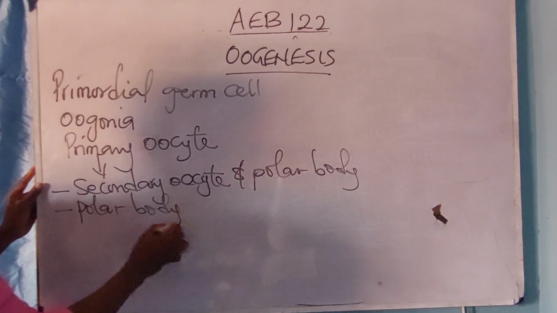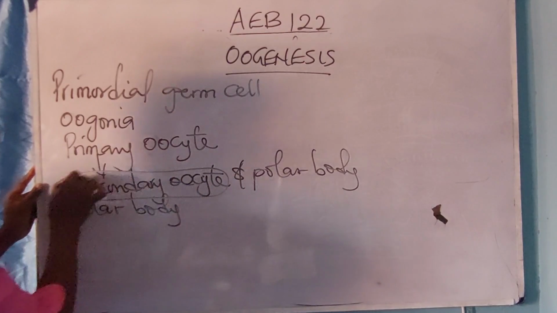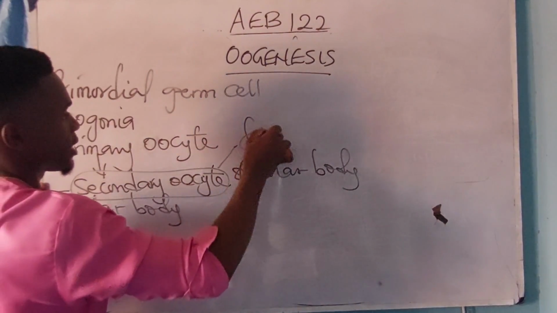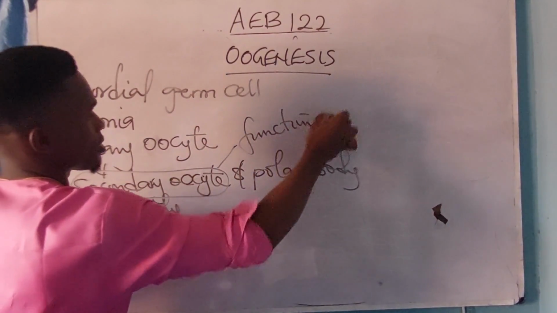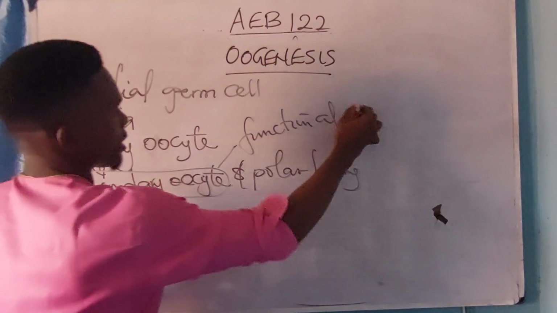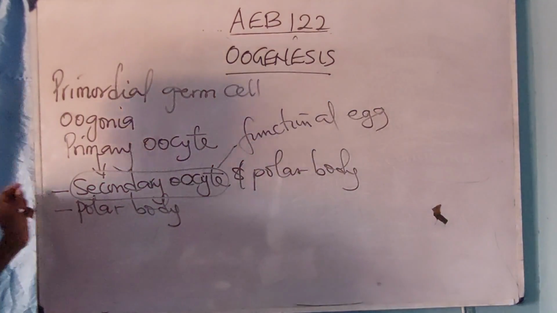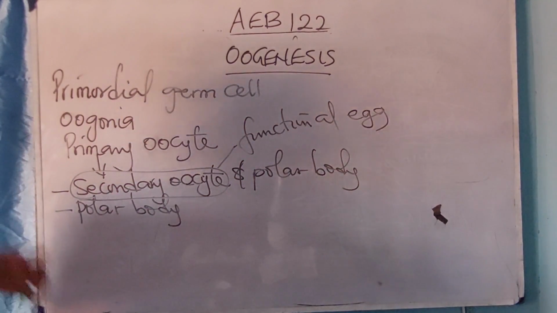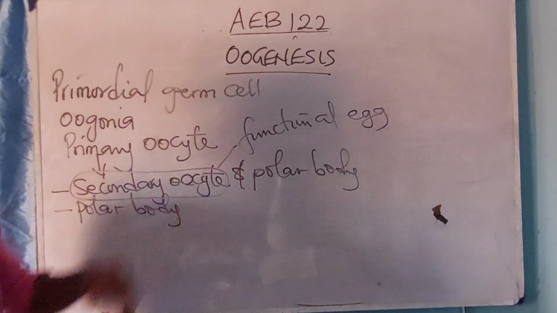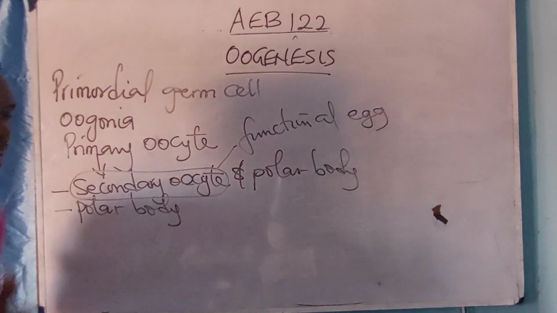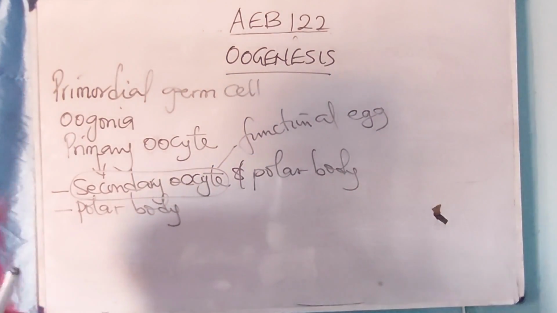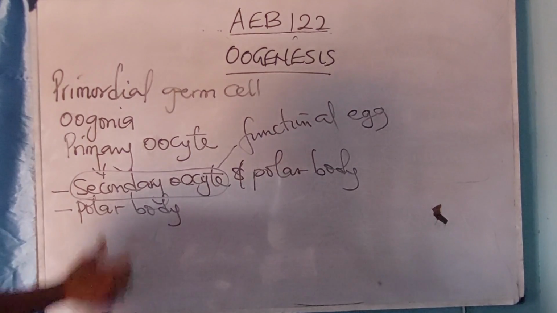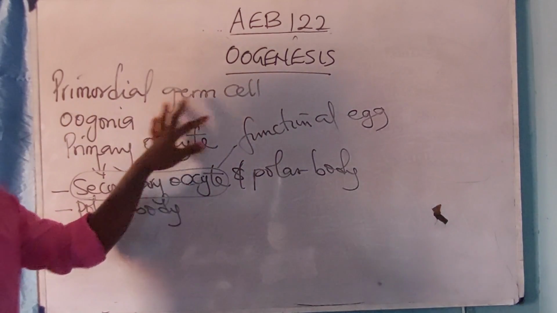Please take note of this. The secondary oocyte is known as the functional egg. Don't forget that. Of course, you know that the primordial germ cell develops from the germinal epithelium cell. The germinal epithelium cell gives rise to the primordial germ cell.